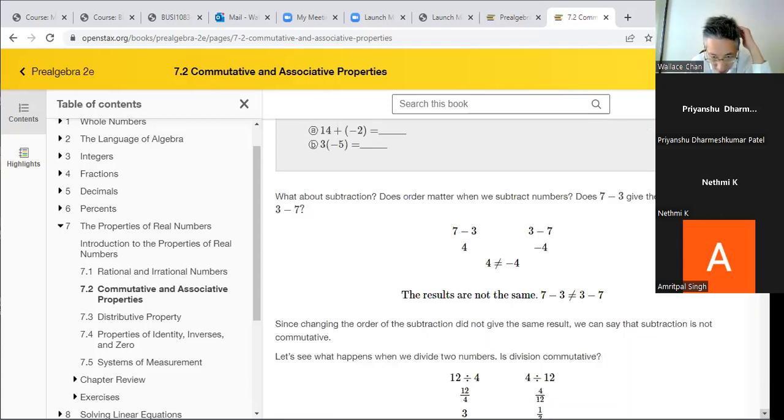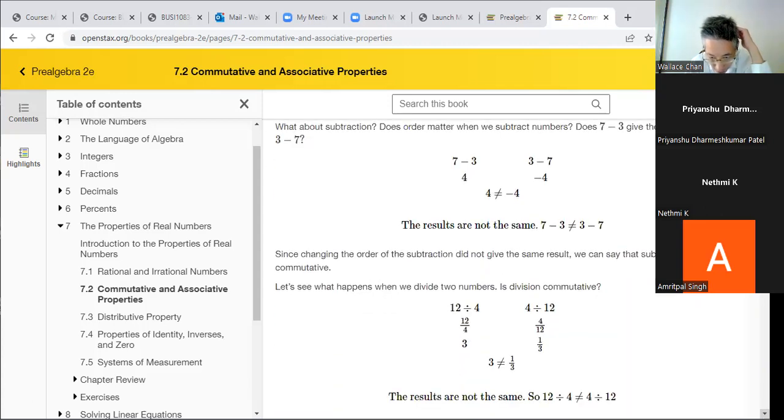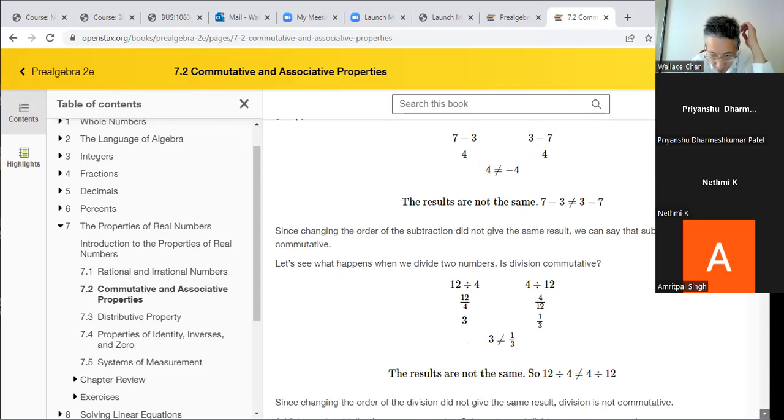Now, let's talk about subtraction and division. The commutative property does not work because 7 minus 3 is not the same as 3 minus 7. 12 divided by 4 is not the same as 4 divided by 12.